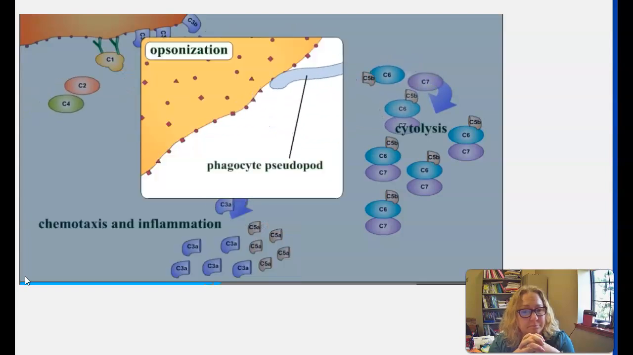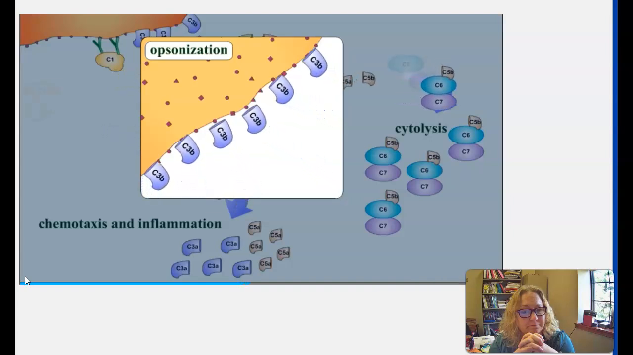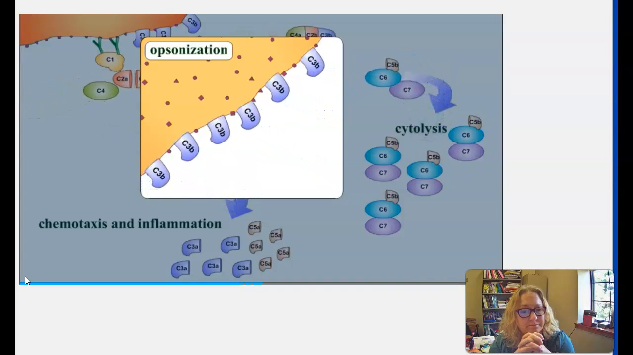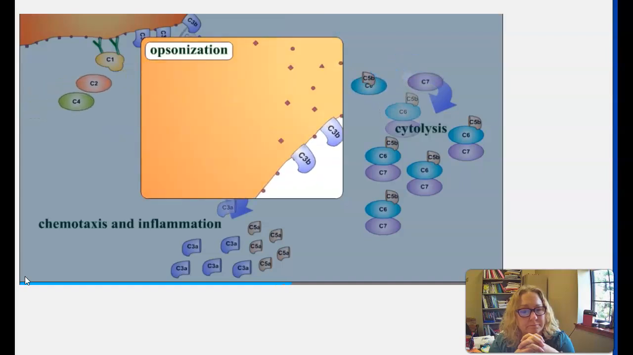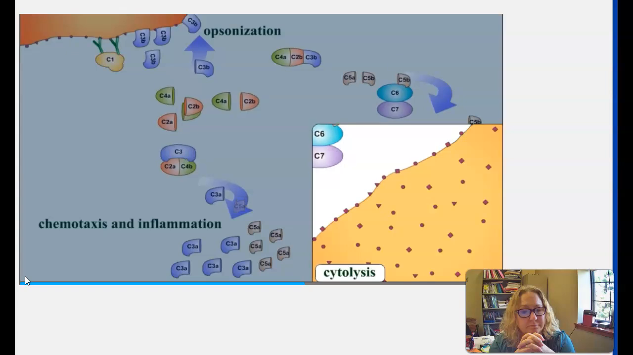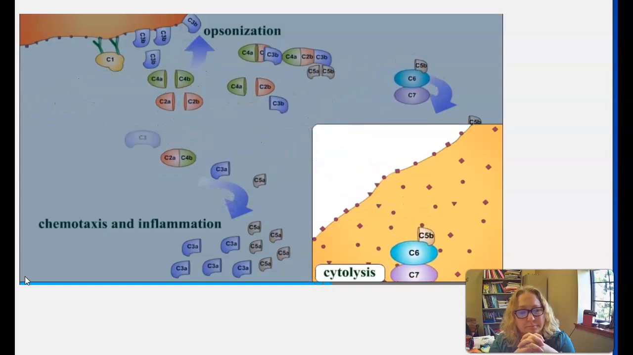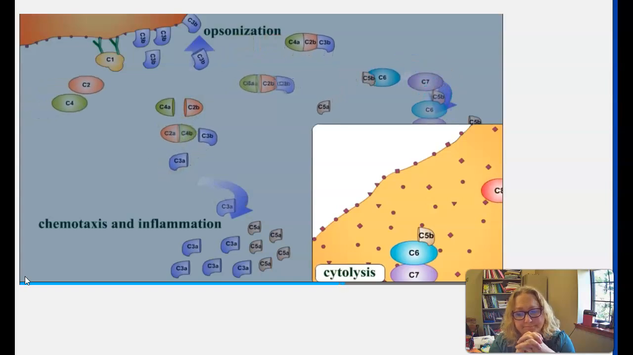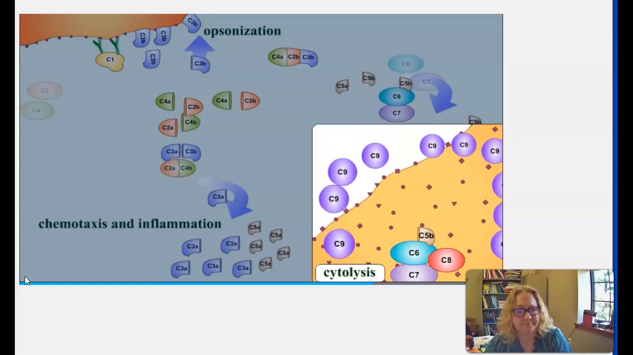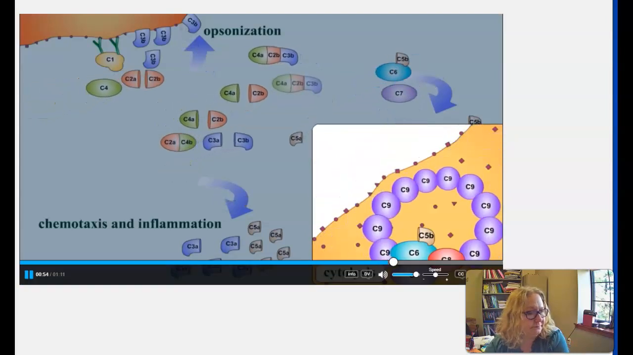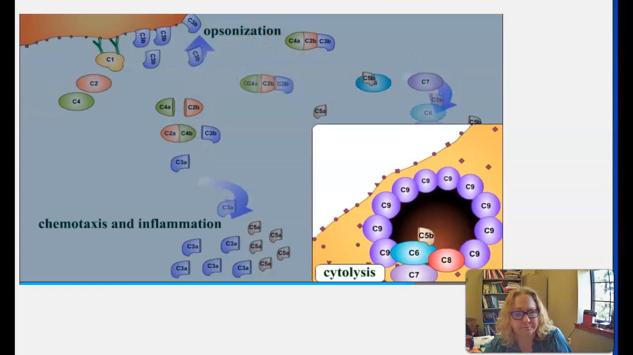C3b acts as an opsonin, coating the invading cell. This coat makes it easier for the phagocyte to adhere to the invading cell during phagocytosis. C5b binds to C6 and C7, which attach to the plasma membrane of the invading cell. C8 and several C9 molecules bind to the C5b, C6, C7 complex, forming a cylinder-shaped membrane attack complex, or MAC.